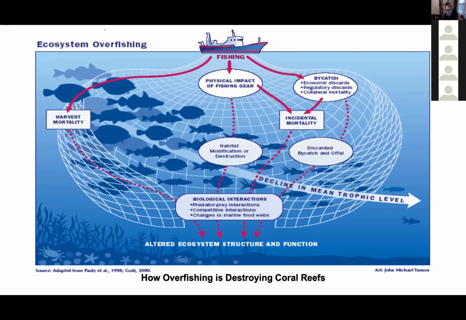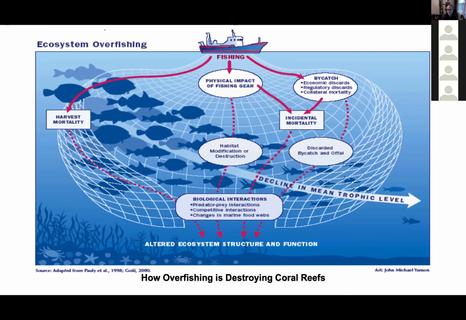And as a result, you can see that all of these consequences from overfishing cause a severe decline in the mean trophic level, which increases ecosystem structure vulnerability. And that leaves the corals and other marine life with shortened food chains and a significant decrease in their ability to cope with human-induced changes.